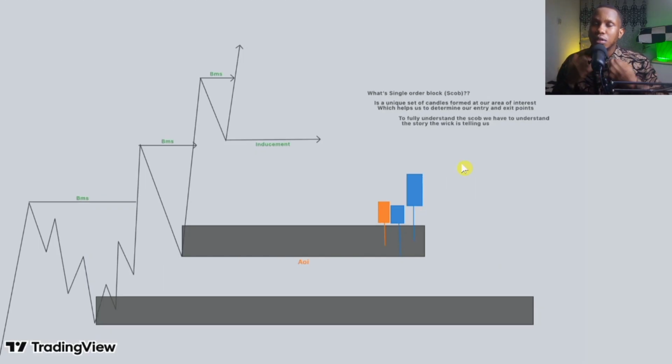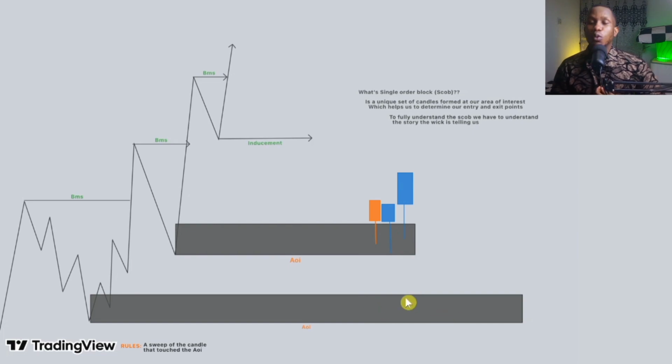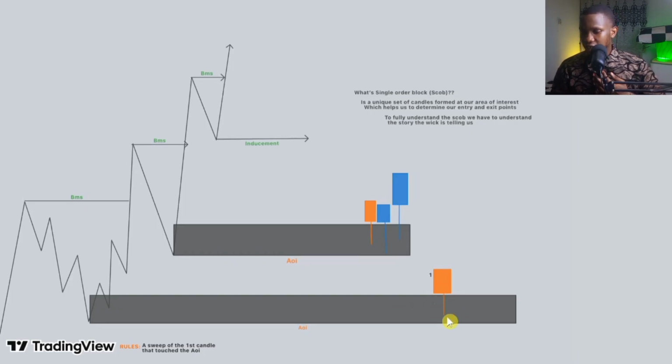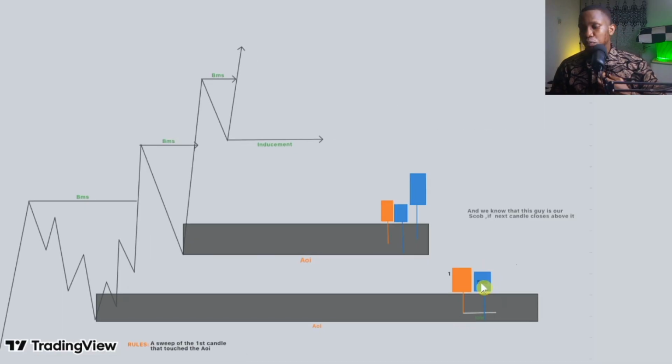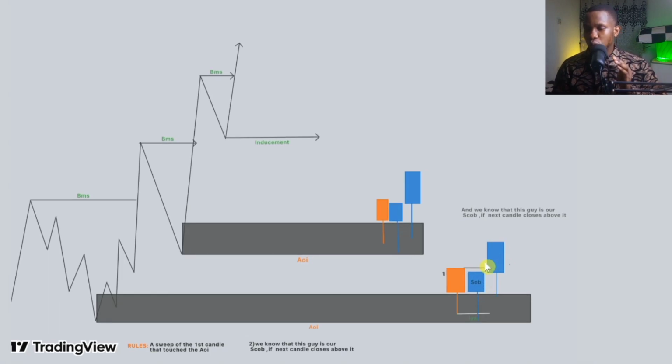I later took a course about this, and to totally understand the single candle order block, you have to understand the story the wick of the candles is telling you. This is our area of interest. We want a sweep of the candle that touches our area of interest. This is the first candle that touched it. We want a sweep of this level, and can you see this next candle swept it? It means this next candle is our single candle order block, and we totally confirm it if the next candle closes above this candle, which is our second row.